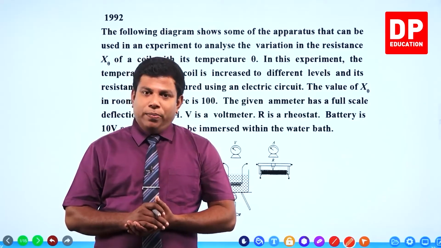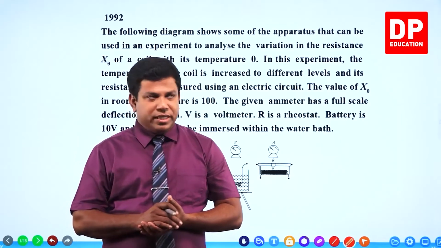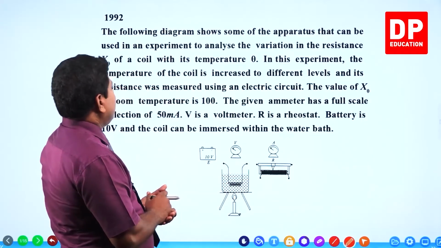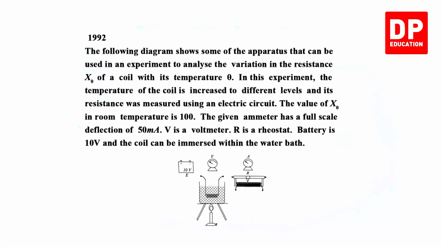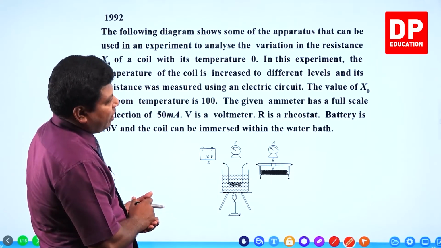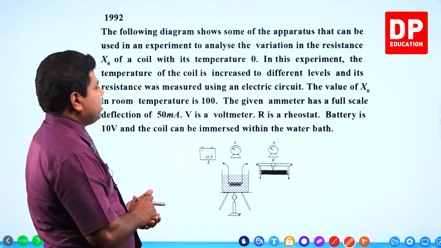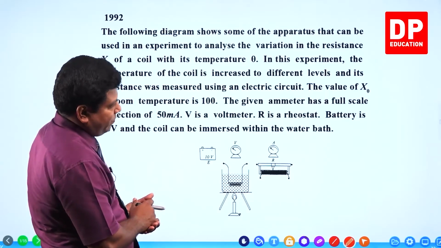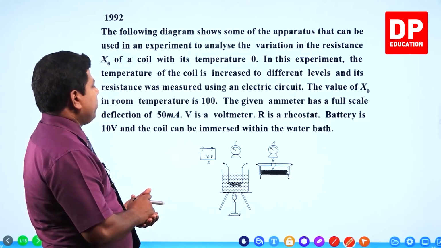Alright students, now let us see some past paper questions from this experiment. The first one I have taken is from 1992. The following diagram shows some of the apparatus that can be used in an experiment to analyze the variation in the resistance x theta of a coil with its temperature theta. In this experiment, the temperature of the coil is increased to different levels and its resistance was measured using an electric circuit. Value of x at room temperature is 100.